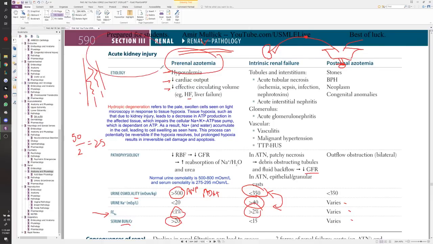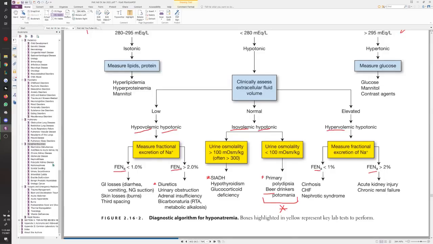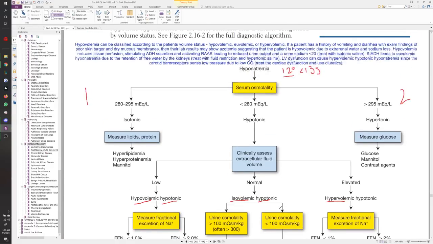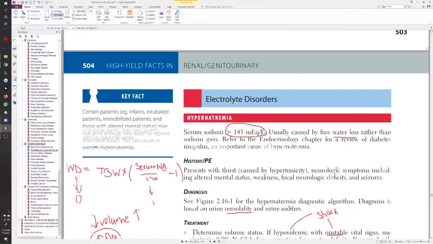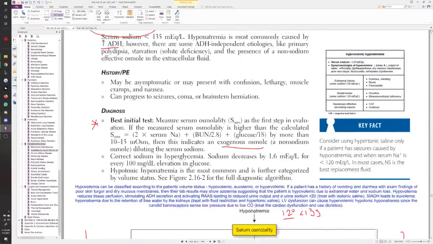Which basically wraps up the topic of acute kidney injury, right? Because that's later on. That's going to come up. Acute kidney injury and chronic kidney disease. So you need to know on these two, right? We've only looked at two things, hypernatremia and hyponatremia.